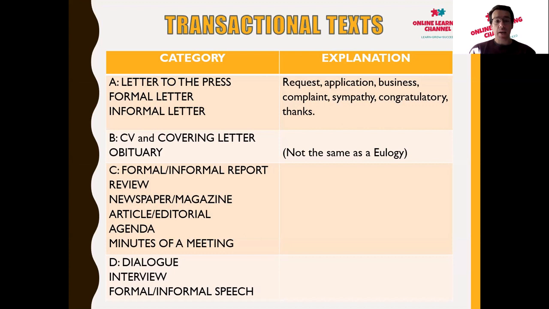Then going on to the next category, we have formal and informal reports or reviews. Again, this is something that an organization could request from its employees, or someone who is part of an organization, looking to provide feedback on whatever activity took place, whatever event unfolded that requires some form of feedback or report. You may come across newspaper and magazine articles, editorials. Those all form part and parcel of your typical newspaper. There may be an agenda that you are expected to put together specifically for the purposes of a meeting.